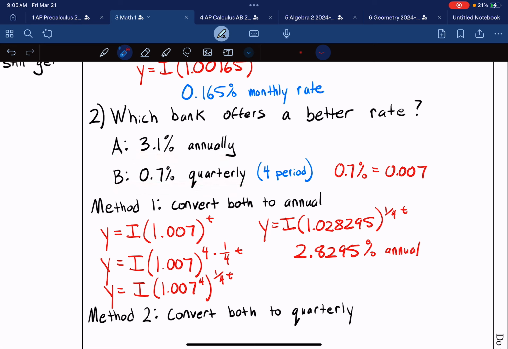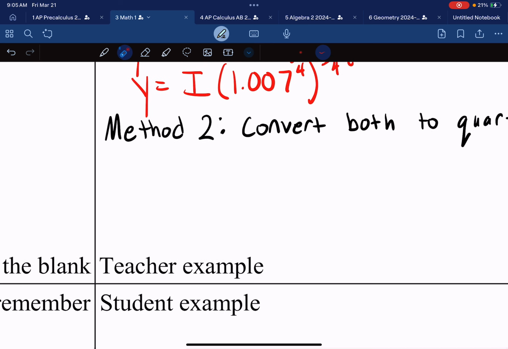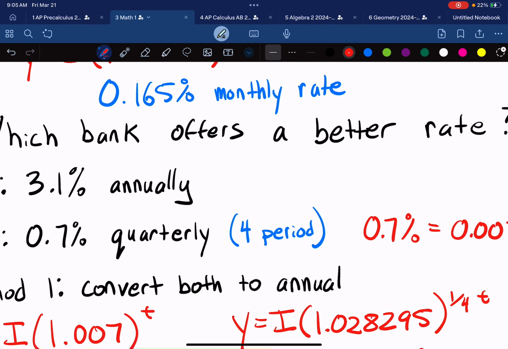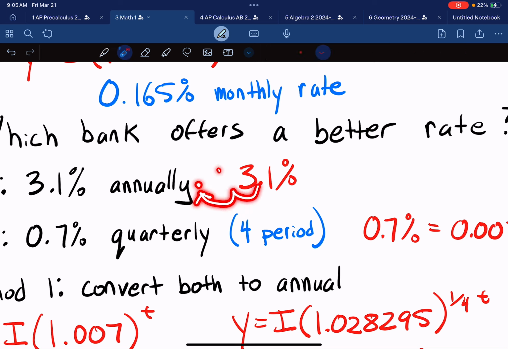So not necessarily a true worldly example, but I do want to talk about how to go the other direction. How would I convert both to quarterly? How would I convert this annual to quarterly? Well, I'd start with an equation, right? I'd say y is equal to some initial value times 1 plus that percent. That percent is 3.1. So let me convert that. So if I have 3.1%, if I want to move that into a decimal, I'd move it 1 to the left. I'd have 0.031.